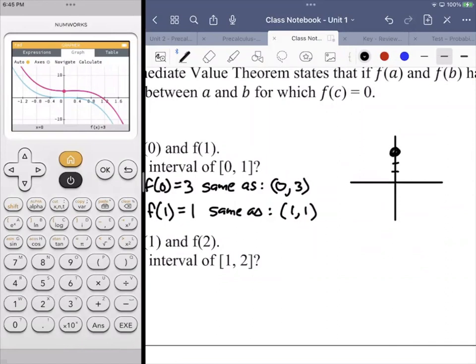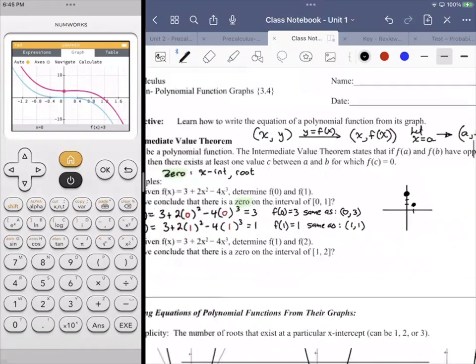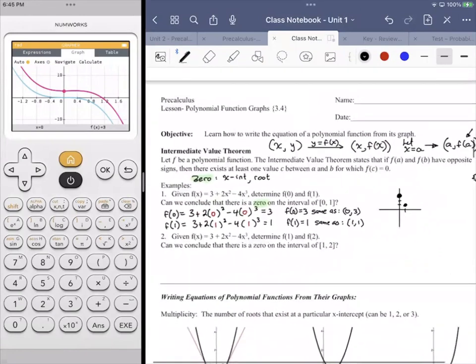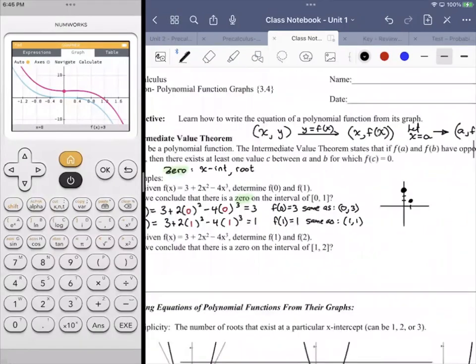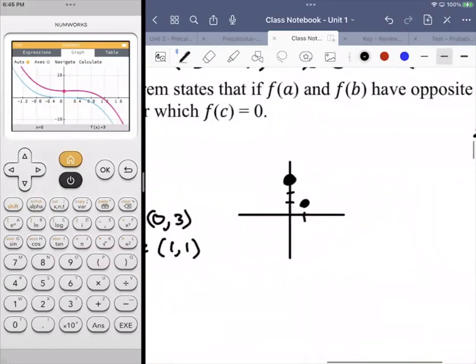Here's 0, 3. Here's 1, 1. All right. The intermediate value theorem states that if they have opposite signs, then there exists at least one value c for which the function is equal to 0, which is basically saying x-intercept. All right. So based off of what I have here, can we conclude that there's a 0 on the interval? The answer to that is, I don't know.